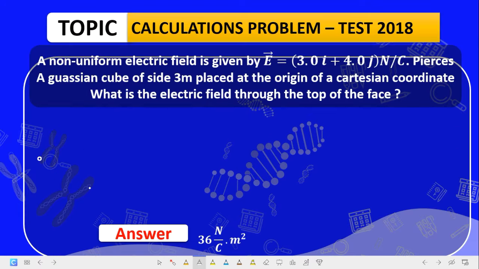Now we have a question that says a non-uniform electric field is given by this, which pierces a Gaussian cube of sides 3 meters placed at the origin of a Cartesian coordinate system. What is the electric flux through the top face? Now the electric field, let's say that this is our cube.